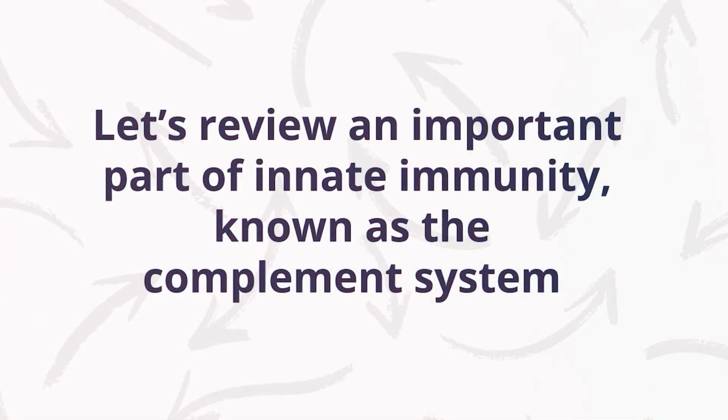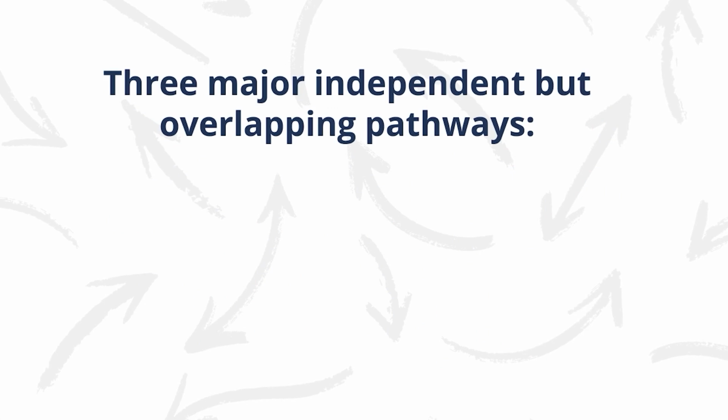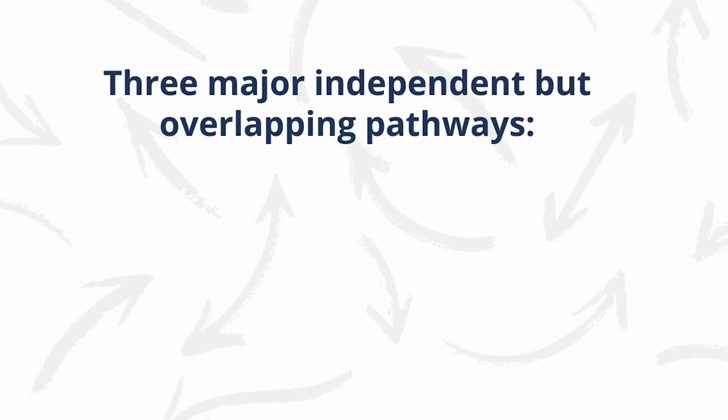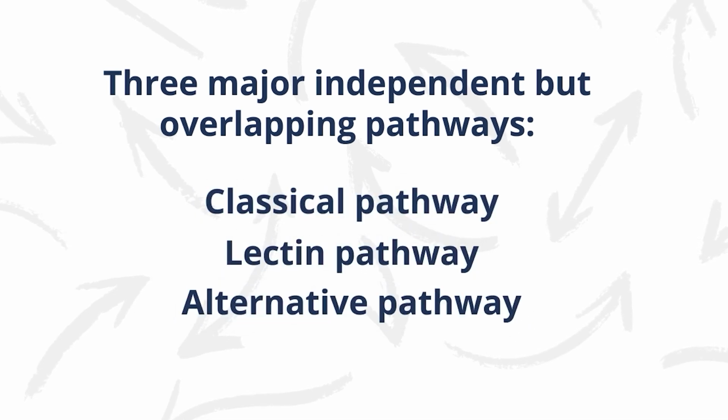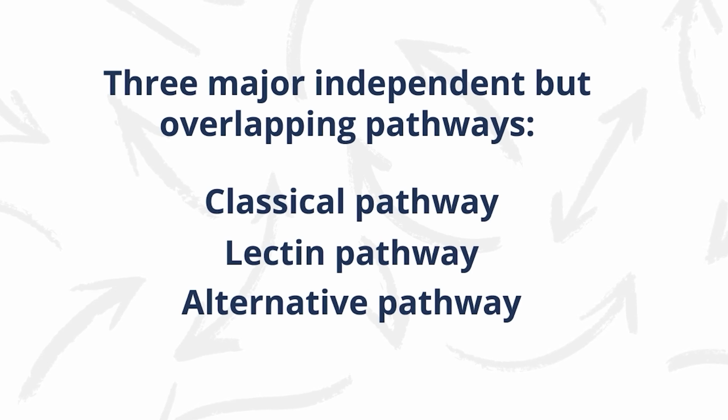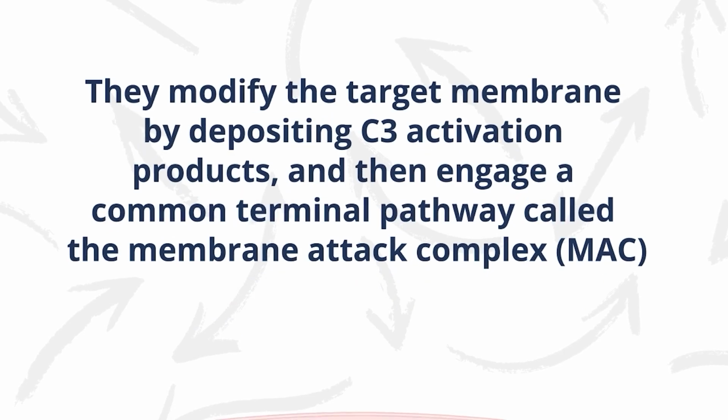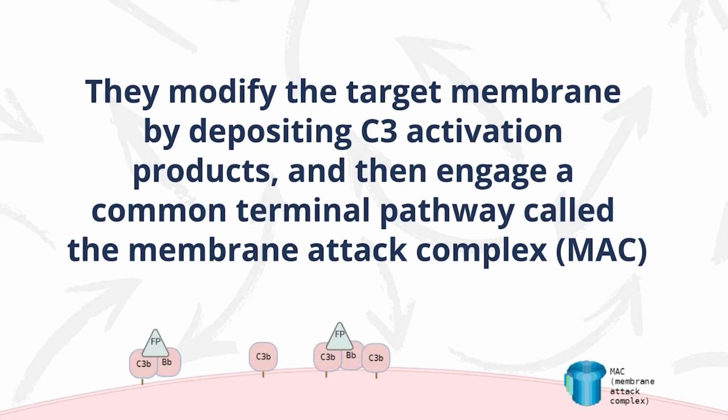Let's review an important part of the innate immunity known as the complement system. Three major independent but overlapping pathways make up the complement system. The classical pathway, the lectin pathway, and the alternative pathway each have a distinct trigger, but all three pathways have the common result. They modify the target membrane by depositing C3 activation products and then engage a common terminal pathway called the membrane attack complex, or MAC, whose formation leads to cell lysis.